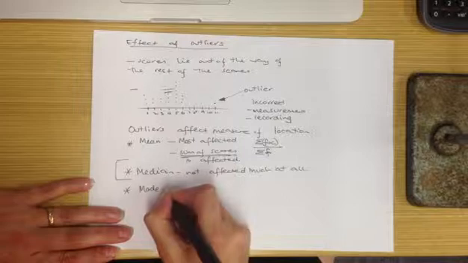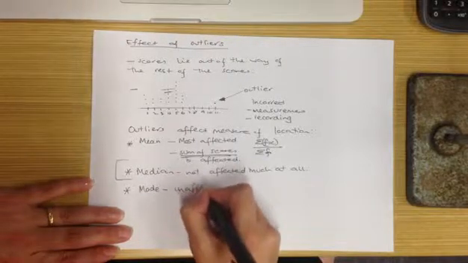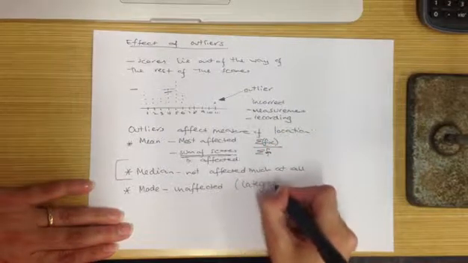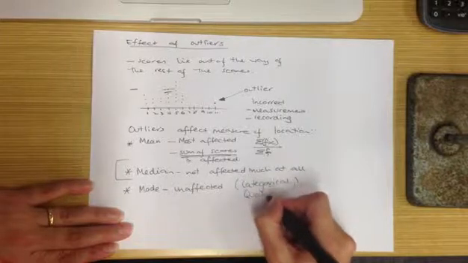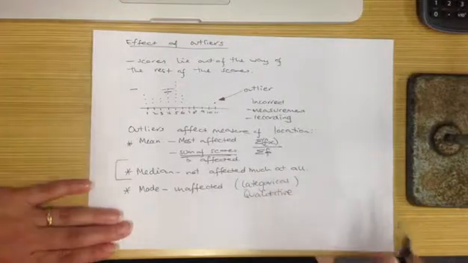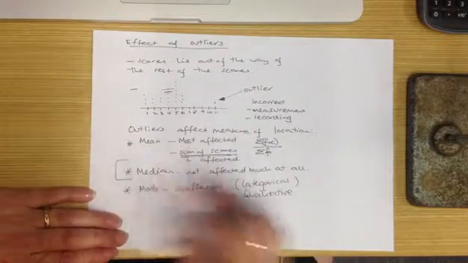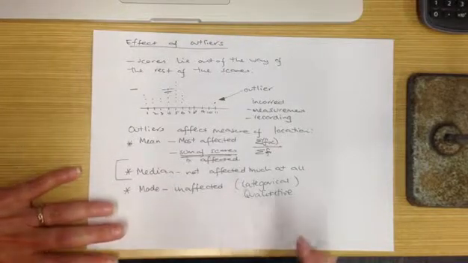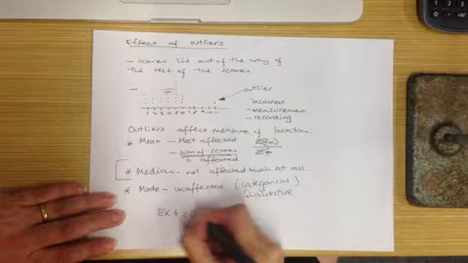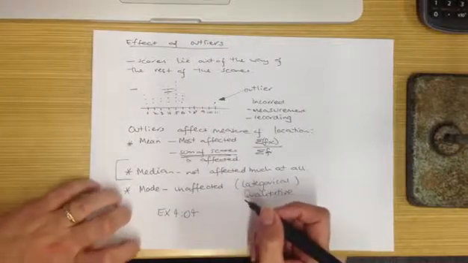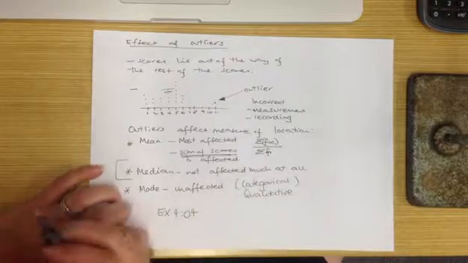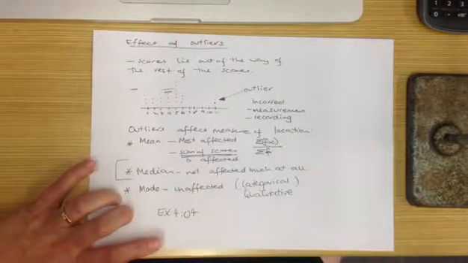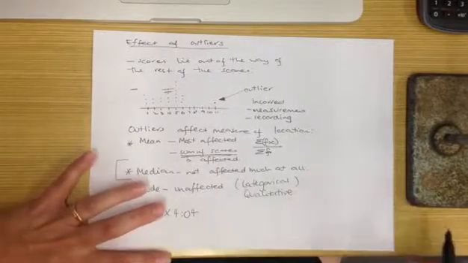Now, of course, my mode is totally unaffected because the mode is the score that occurs the most. The only reason I would use it as a measure of location is if I had categorical or qualitative data, where I've got words and can't calculate a mean or median because I don't have numbers or scores. So the next exercise, exercise 4.04, is going to look at calculating the mean and the median and then saying what effect the outlier has on the mean, the median and the mode. And clearly it would be none for the mode.